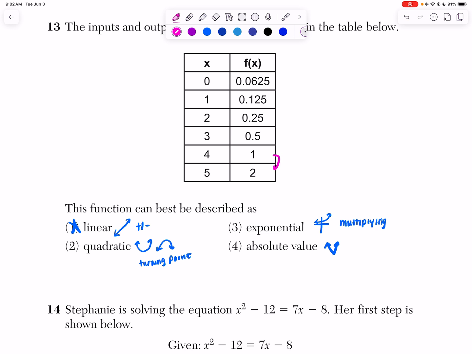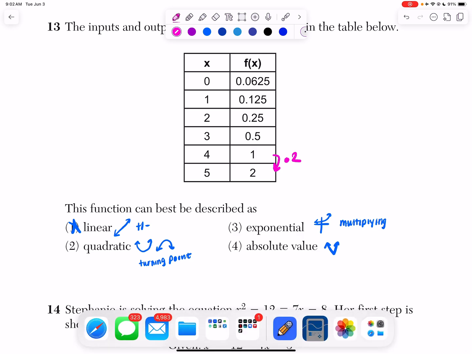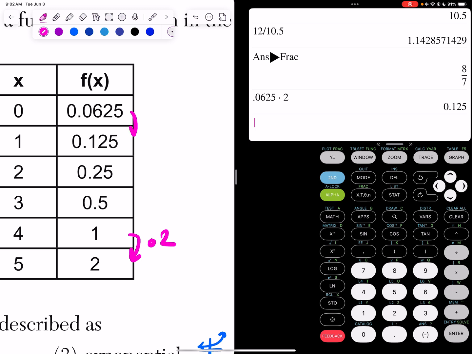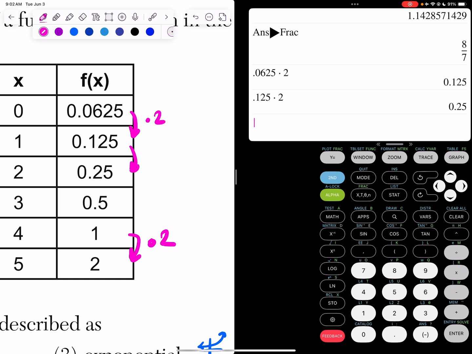I want to deal with the nice numbers. So if I look at 1 to 2, I times 2. So now what I'm going to do is see if those other values are timesing by 2. So I'm going to do 0.0625 times 2, and that gives me 0.125. So that works. Now I'm going to do 0.125 times 2, and that gives me 0.25.